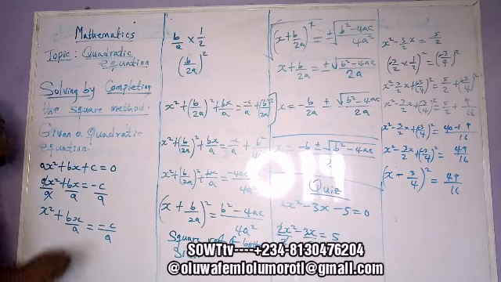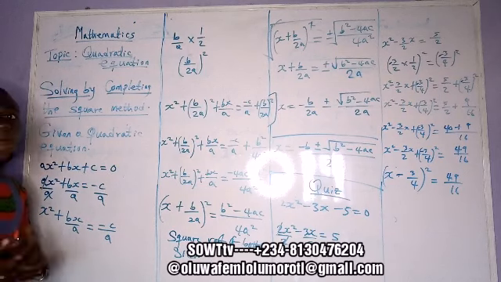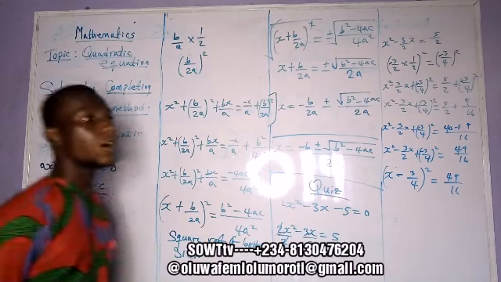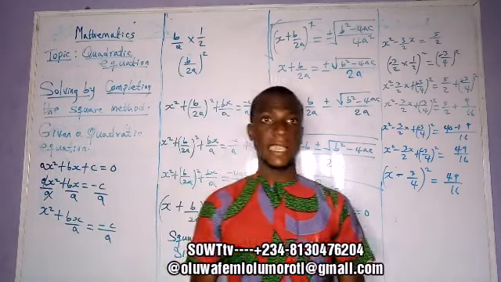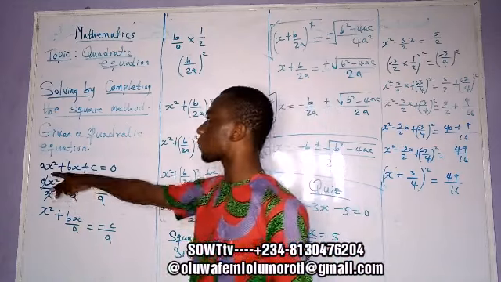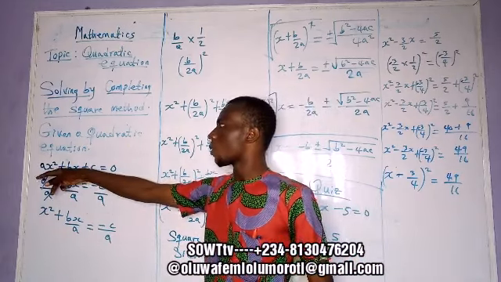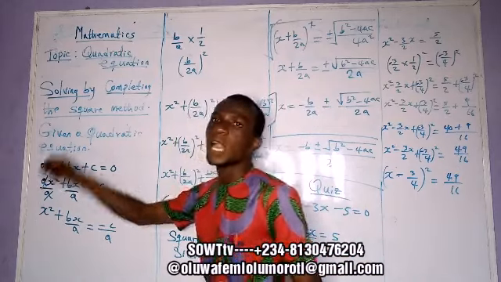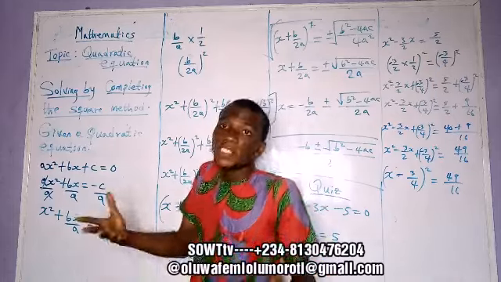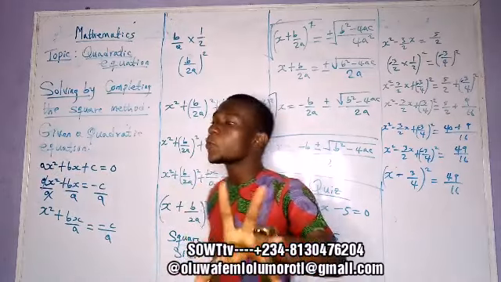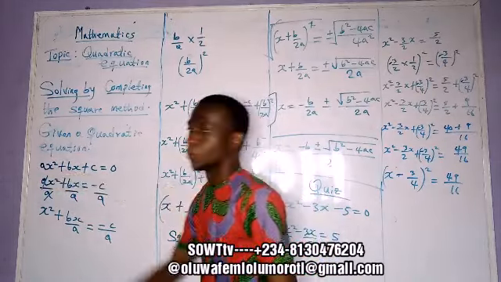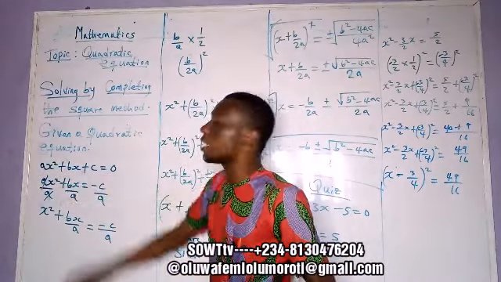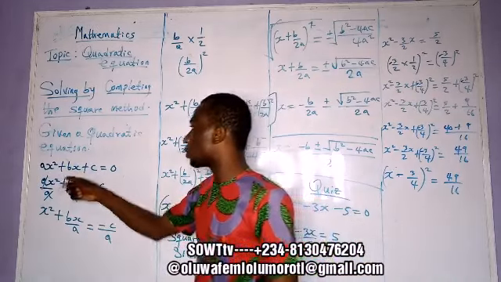So the next thing is to divide all through by the coefficient of x squared. You may want to know what we mean by coefficient. Coefficient simply means the number that precedes the alphabet, the number that you see before the alphabet. So the coefficient of x squared here is a. Do you get it? The coefficient of x here is plus b.